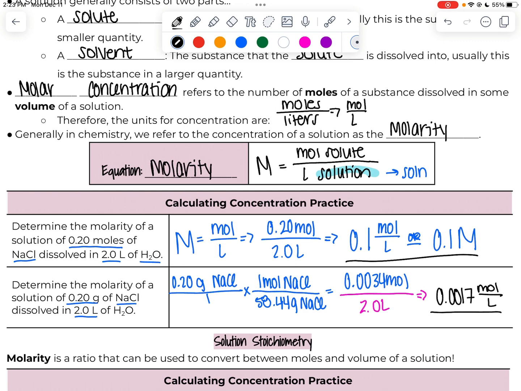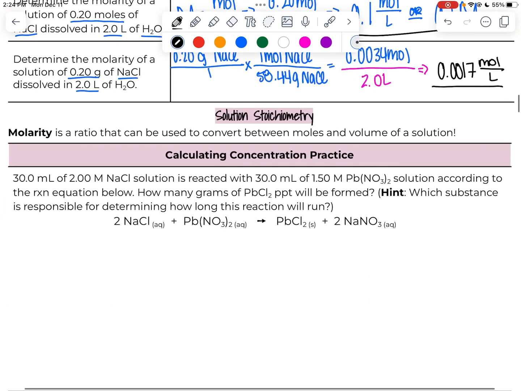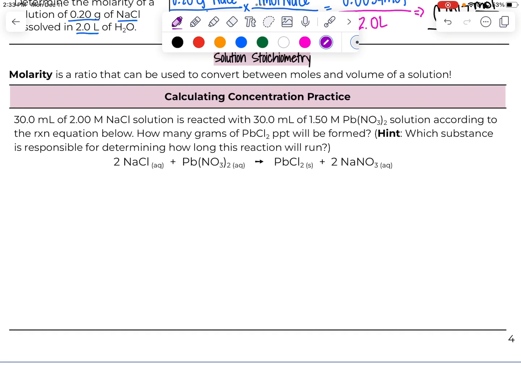Well, just like when we were talking about thermochemistry and enthalpy, and being able to use enthalpy as a conversion factor to convert between moles and energy of a chemical reaction, we can use molarity as a new ratio. So, unlocked: new ratio.